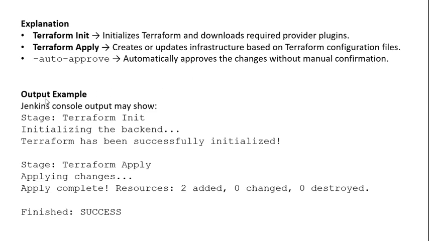The output of the example, the Jenkins console output, may show a stage Terraform init, initializing the backend, and Terraform has been successfully initialized. Another stage is Terraform apply, applying the changes, and apply is complete. Resources: 2 added, 0 changed, 0 destroyed. Finished: SUCCESS.